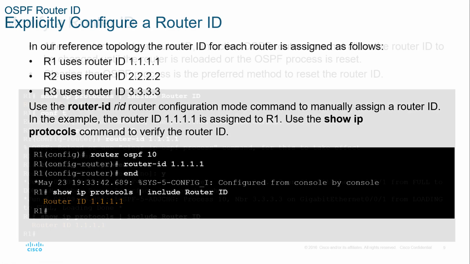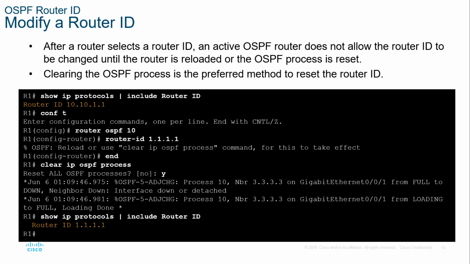So how do we modify a router ID? You can always clear the IP OSPF process, and then you can modify it. You can modify it, but once the router is processing OSPF, the new router ID will not actually be updated. So you have to do the clear IP OSPF process to actually restart the process to refresh the router IDs.